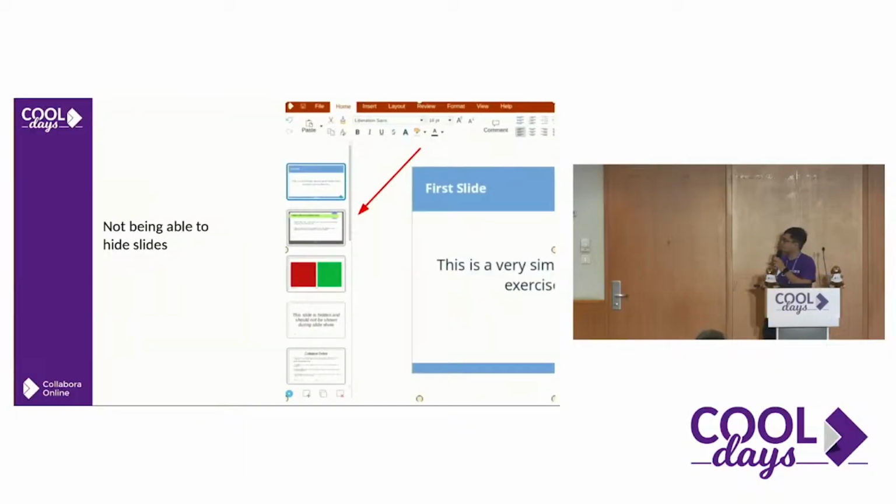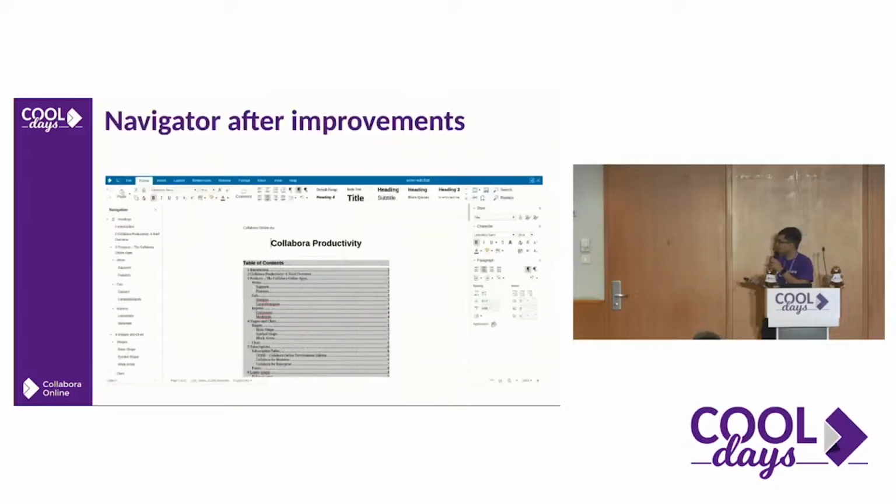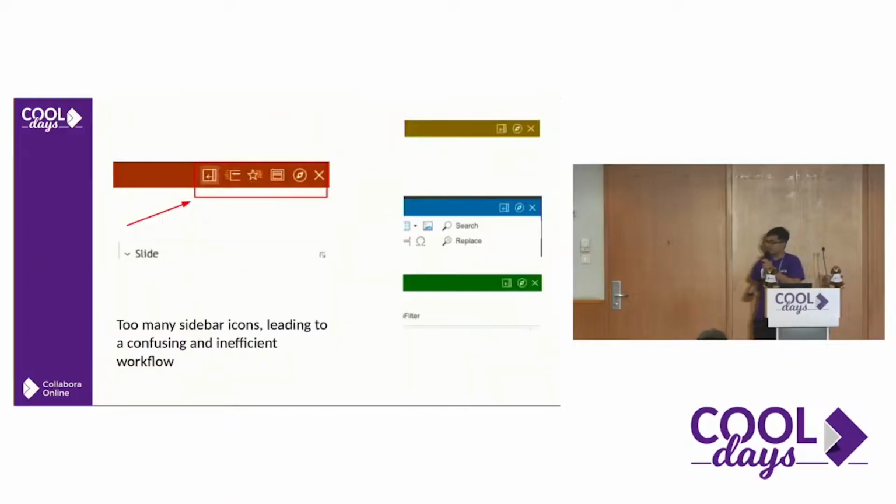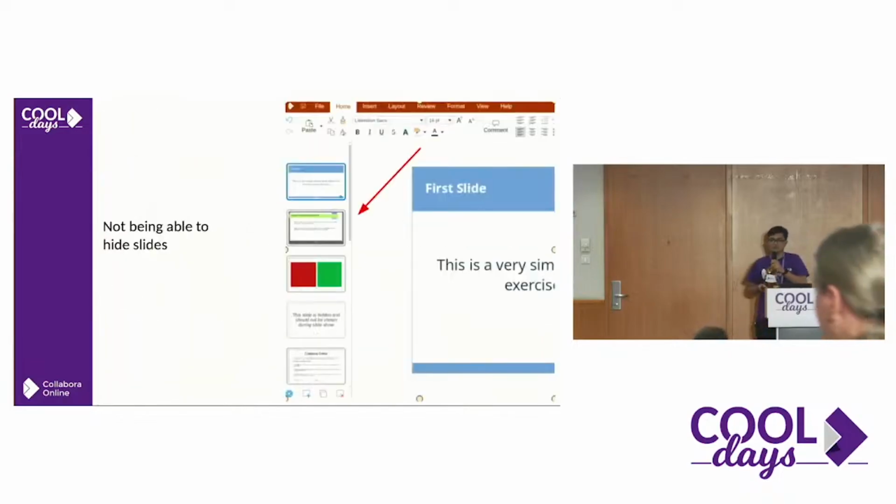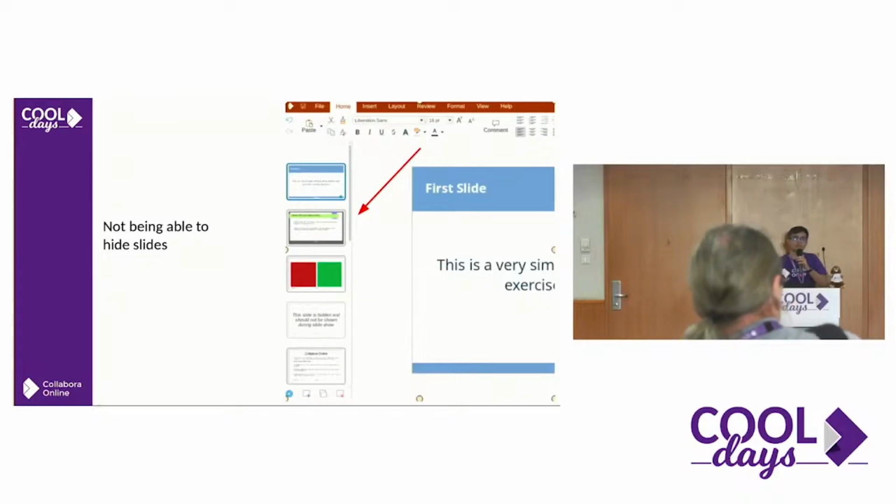The second issue is about the too many icons. If you see in the Impress, there are too many icons on the top right sidebar. So we are doing some reduction over there, so it doesn't look so clumsy. And yeah, the third issue is specific to Impress. We have the slide sorter, but we do not have the option to hide the slide sorter.